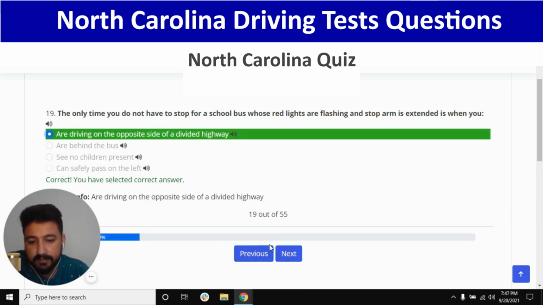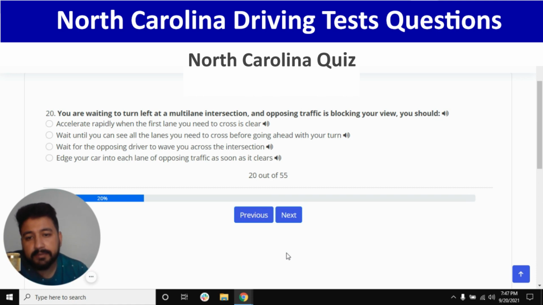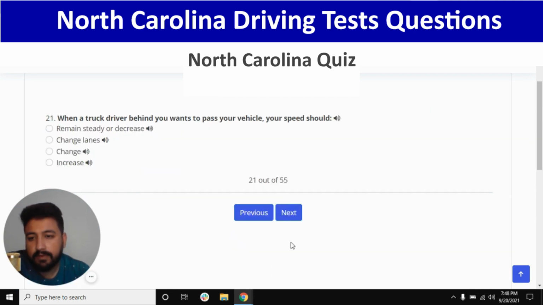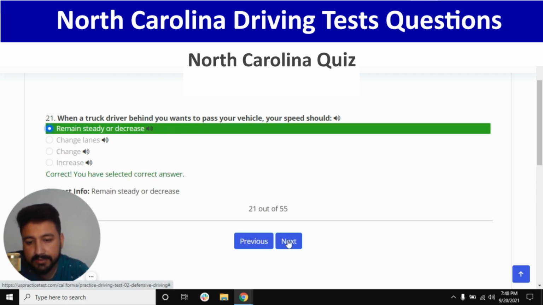Yes, and next. You are waiting to turn left at a multi-lane intersection and opposing traffic is blocking your view. You should. The right answer is until you can see all the lanes you need to cross before going ahead with your turn. And next. When a truck driver behind you wants to pass your vehicle, your speed should. The right answer is remain steady or decrease. So first one, yes, and next.